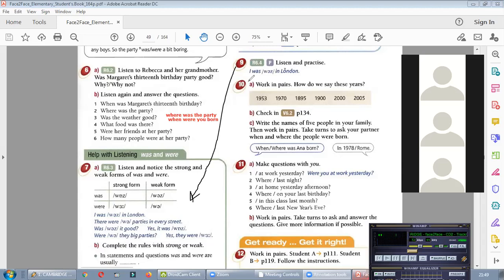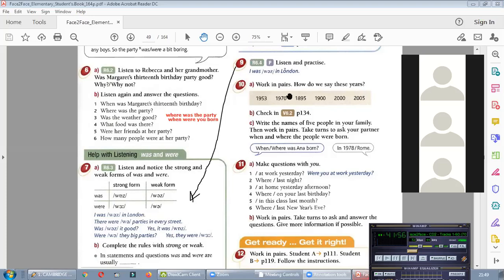alright so the first one. How do we say the first year؟ 1952. Right, correct. 1953, yes. What about the second year? How do we say the second year? 1970. All right. Next year? 1895. 95. The next one? 1900. Correct. 2000. Right. 2005. All right, okay.